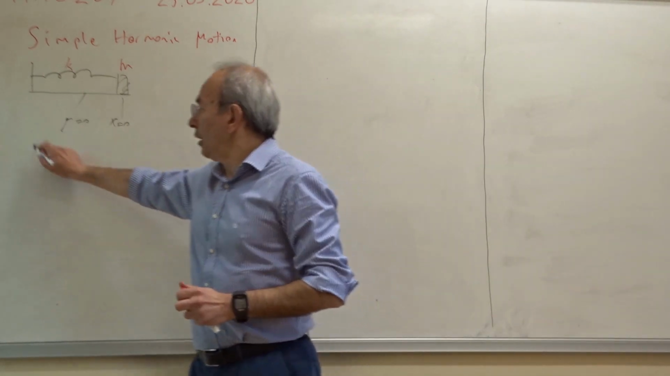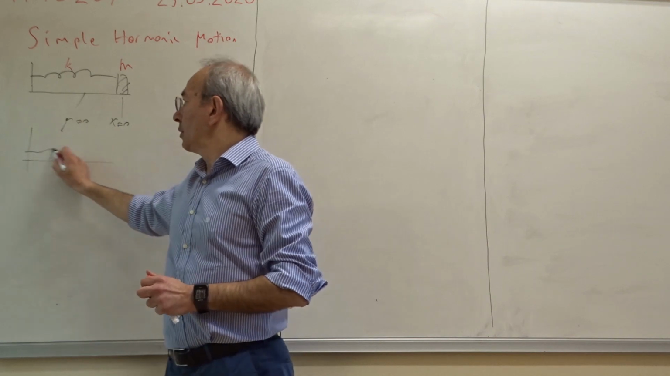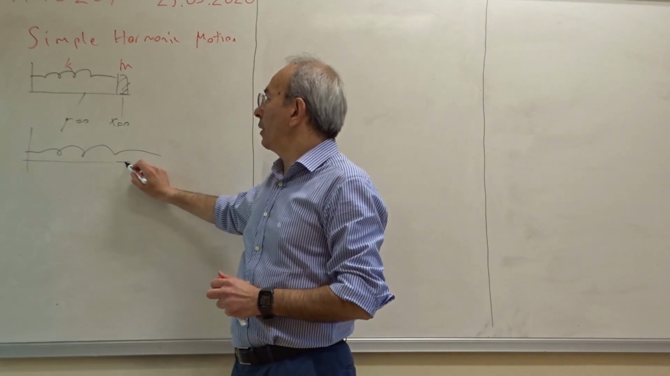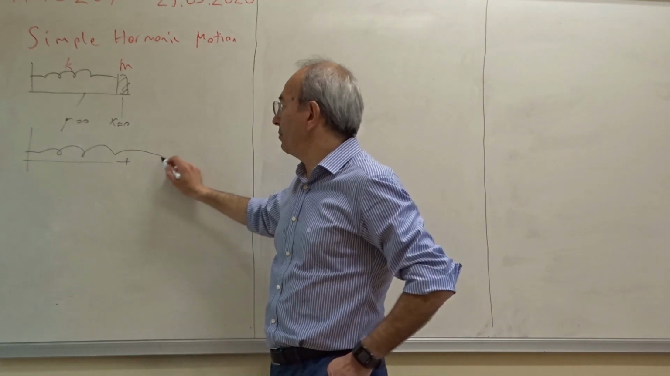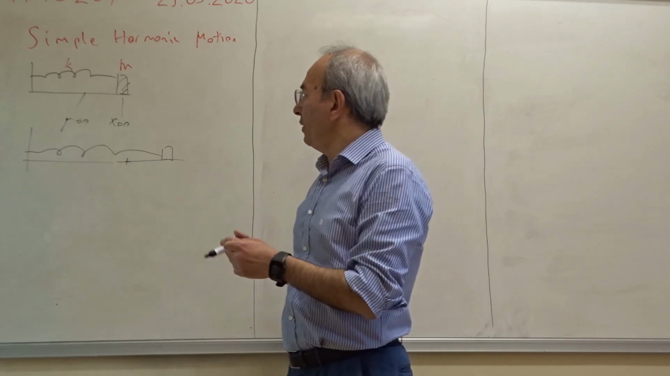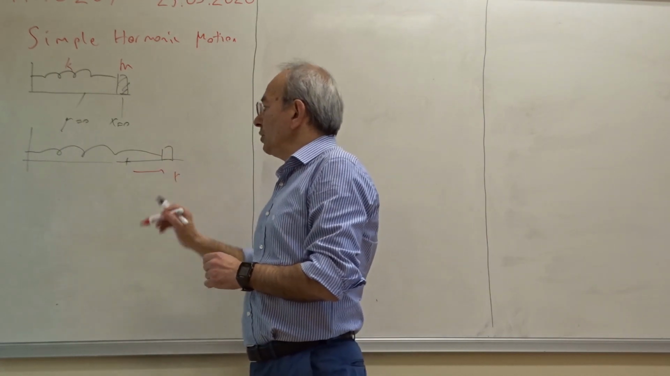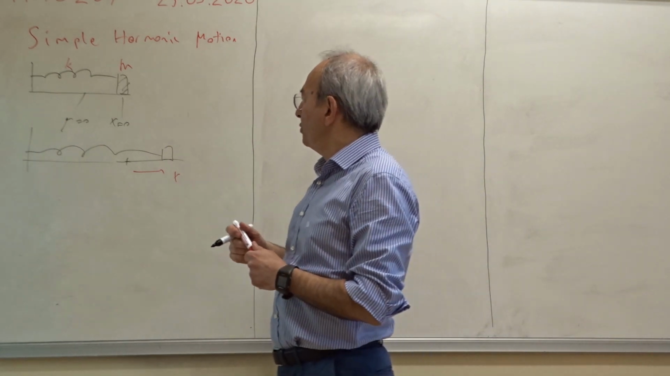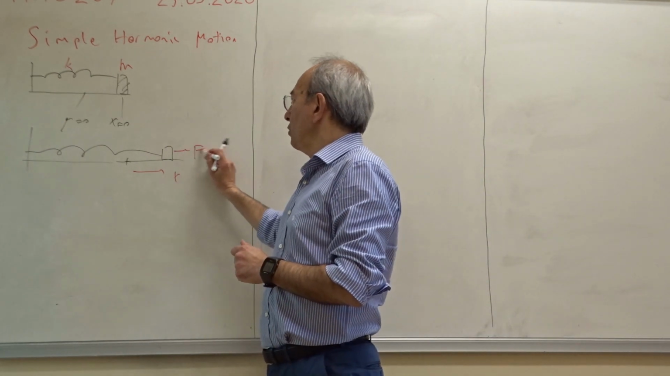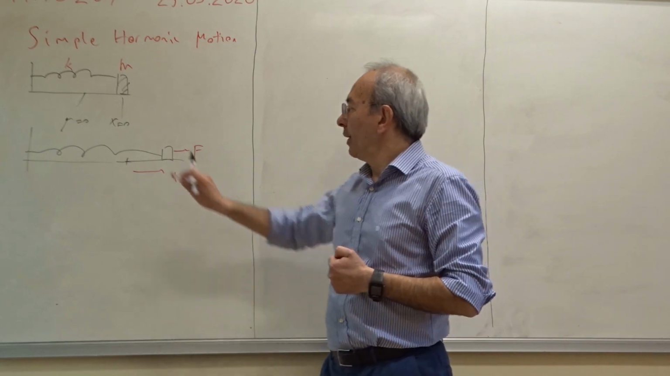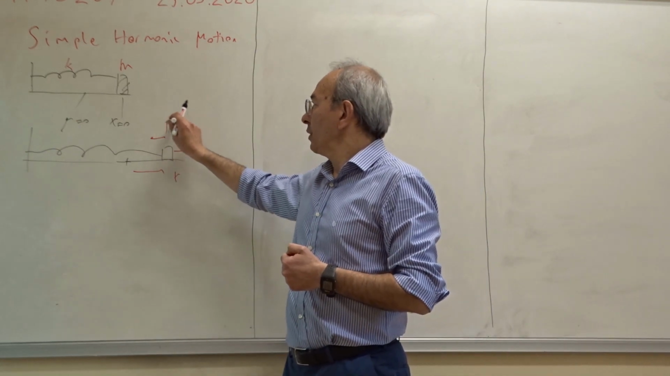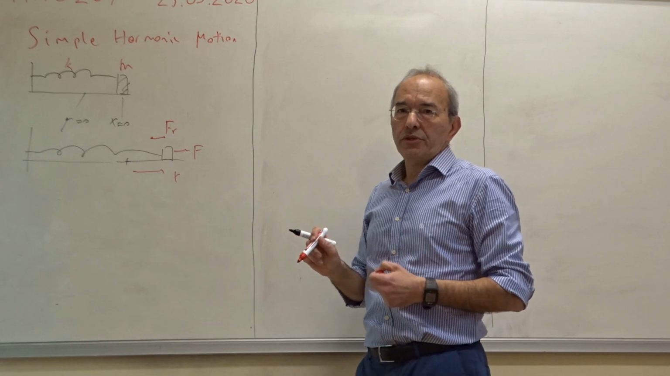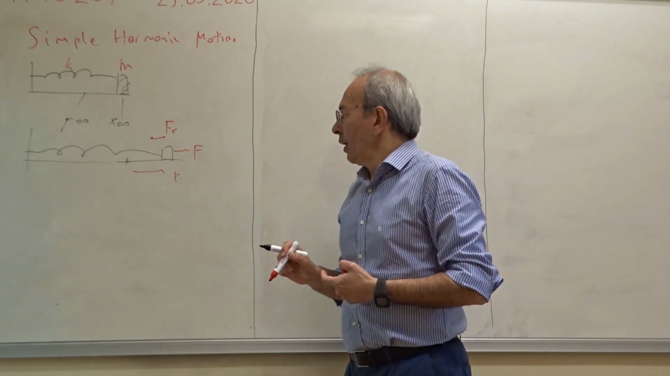If you elongate it from the equilibrium position by some distance x, then of course it requires some force to pull it to one side. This is your force, because you have to apply a force to pull it, and then immediately you feel the restoring force of the spring which tries to take it back.